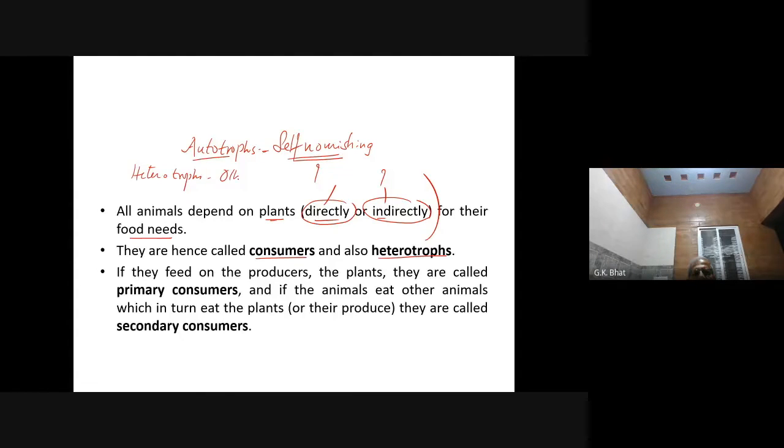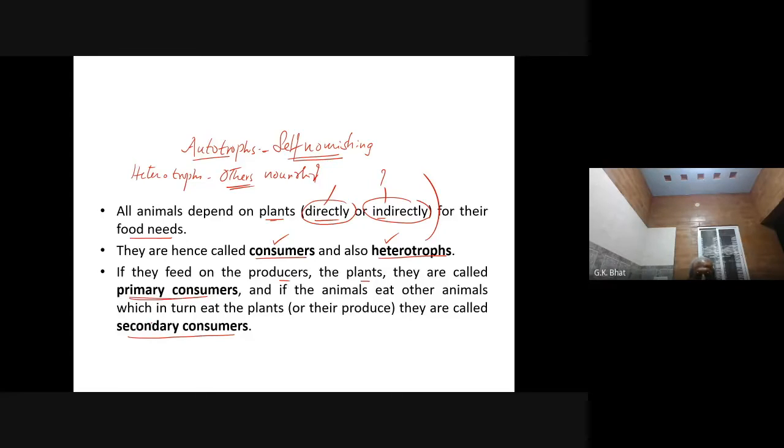Heterotrophs are others-nourishing. They are nourished by others. So these which depend on plants for the food, directly or indirectly, are called consumers and are also heterotrophs. If they feed on the producer, the plants, they are called primary consumer. If the animals eat other animals, which in turn eat the plant, then they are called secondary consumer.